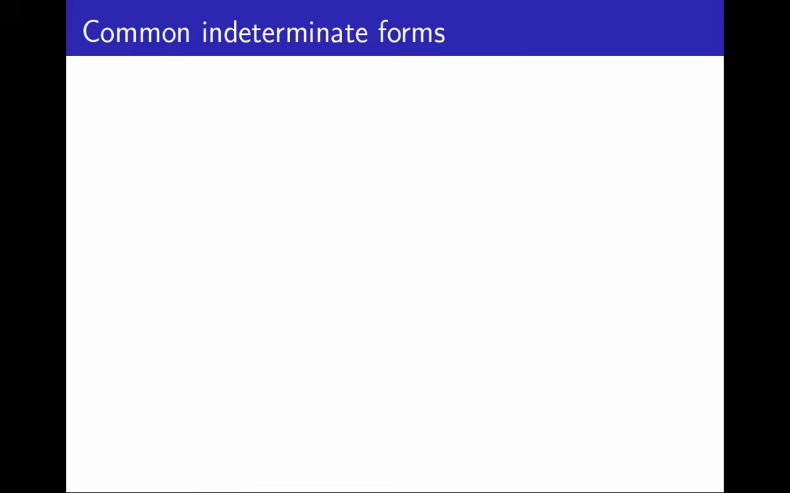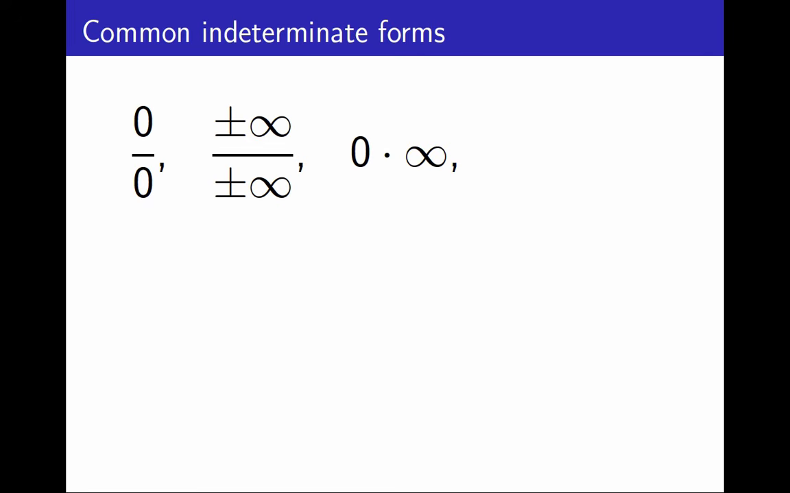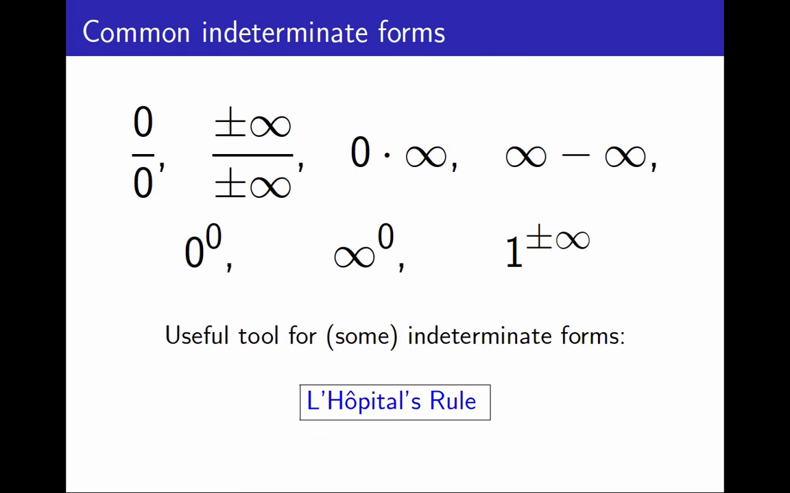The most common indeterminate forms are 0 over 0, plus or minus infinity over plus or minus infinity, 0 times infinity, infinity minus infinity, and the exponential types, 0 to the 0, infinity to the 0, and 1 to the plus or minus infinity. And a very useful tool to solve some indeterminate forms is L'Hopital's rule. In the next sequence of videos, I will explain what L'Hopital's rule says, present examples on how to use it, explain how L'Hopital's rule may fail if misused, and go over the different types of indeterminate forms to learn tricks to handle each one.